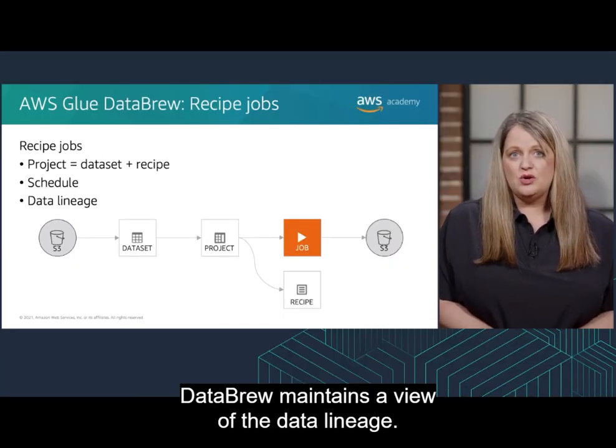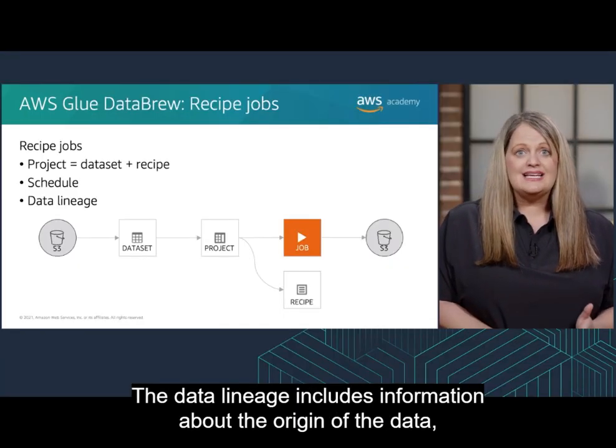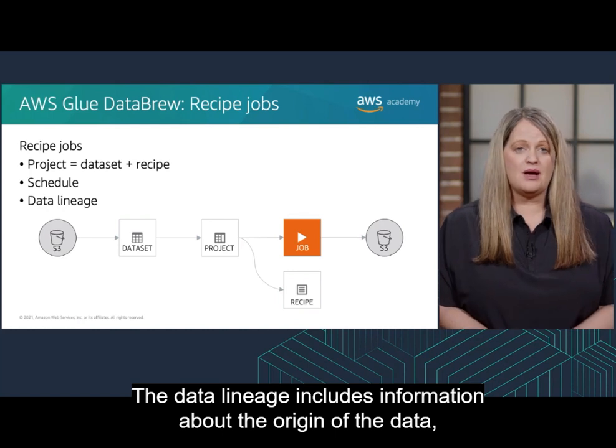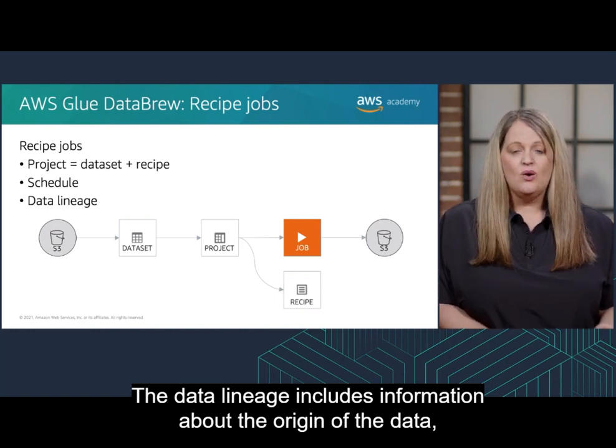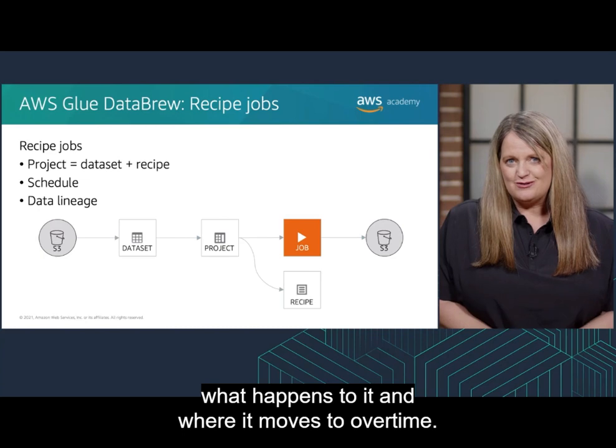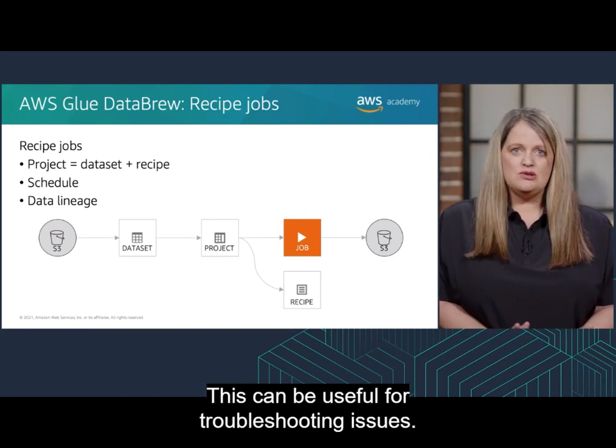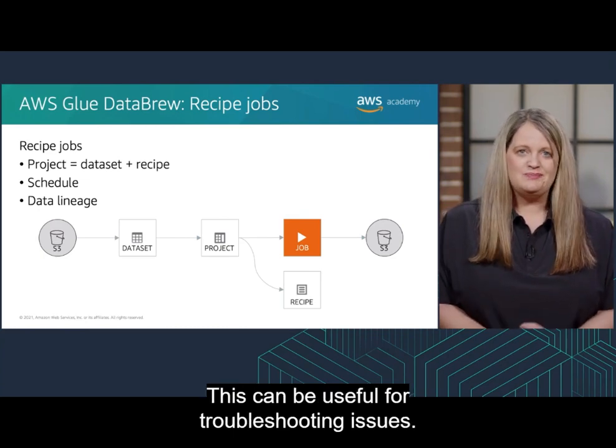DataBrew maintains a view of the data lineage. The data lineage includes information about the origin of the data, what happens to it, and where it moves to over time. This can be useful for troubleshooting issues.